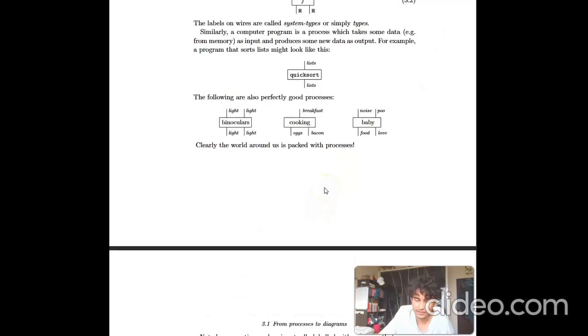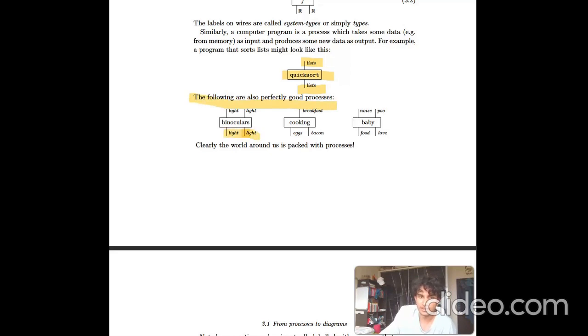Here are some other trivial examples of what a process is. Here our data type is a list, and it outputs a list. The process is quicksort: we take a list, sort it in ascending or descending order depending on its value, and we output a sorted list. That's it, simple.